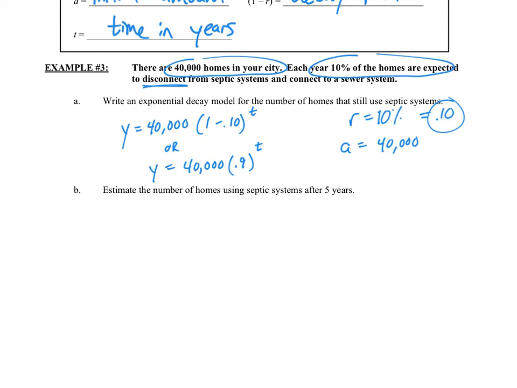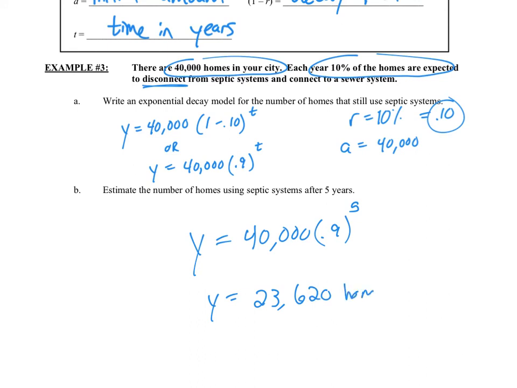And then we want to estimate how many homes will be using a septic system after 5 years. So that means t is 5. So we take our model, 40,000 times 0.9 to the 5th power. So we would end up with about 23,620 homes. So after 5 years, we go from 40,000 to 23,620.